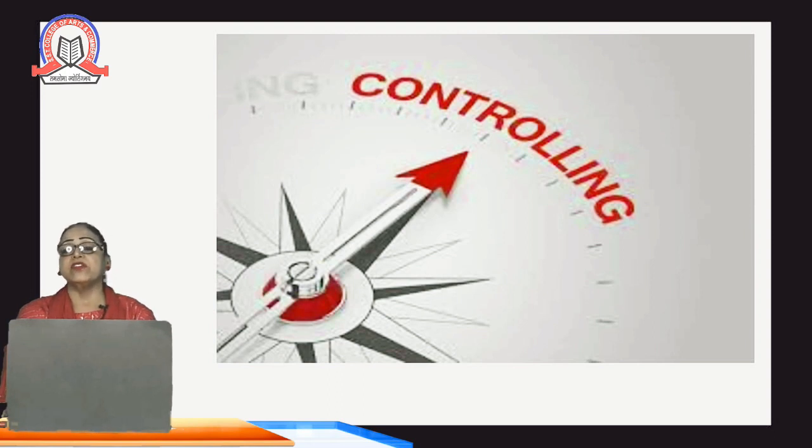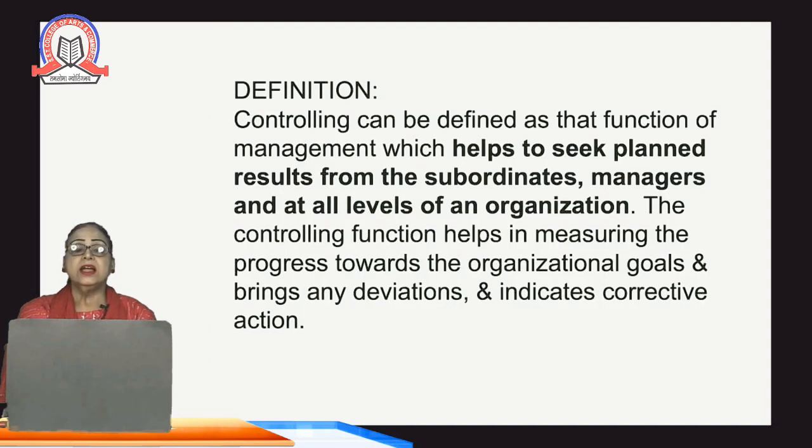Prior to controlling, we discussed the basic, primary, fundamental functions of management. There was planning. We proceeded with organizing, then directing. Now the last topic, Module 4, coming under Principles of Management, is controlling. Let's try to know its definition.